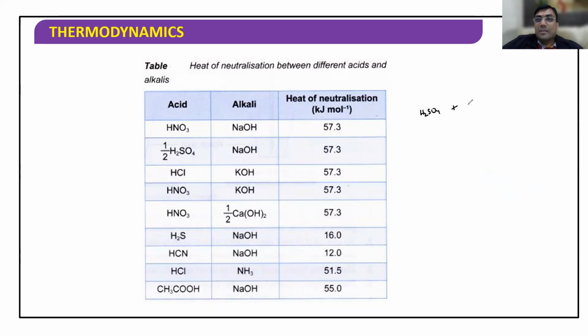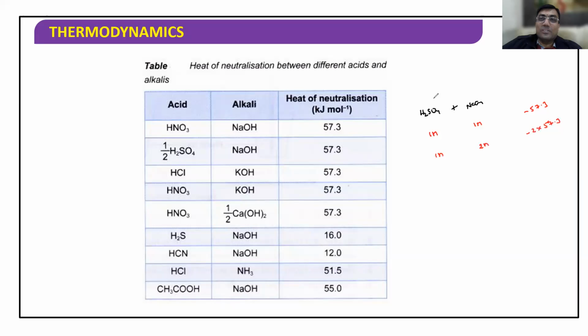H2SO4 plus NaOH, I'm taking. Now listen carefully. Here, one molar, how much heat do I get? 57.3. Good. Minus. Next: 2 molar, 1 molar. Minus 57.3. Here 2 H plus is given. 1 mole is giving how many H plus? 2. Here 2 molar is there. So how much will I get? Minus 2 into 57.3. Are you clear or not?